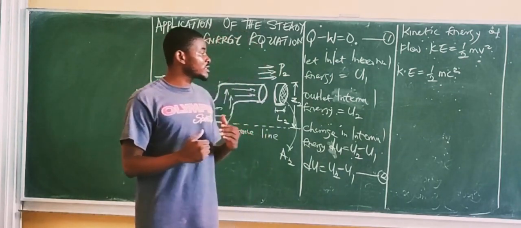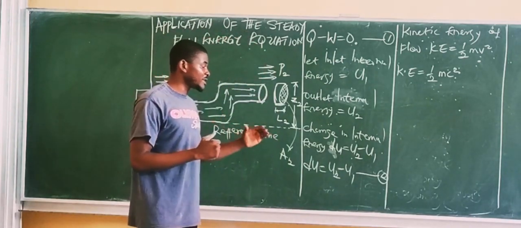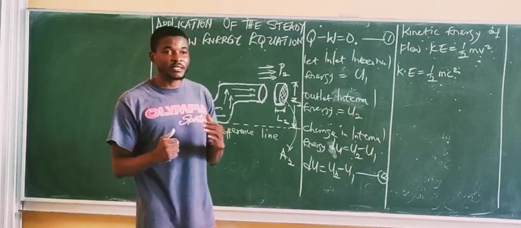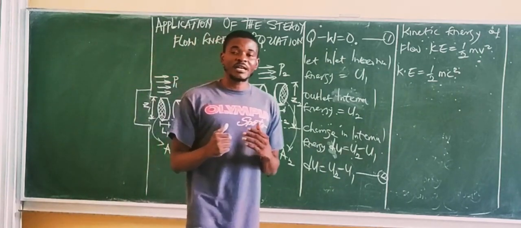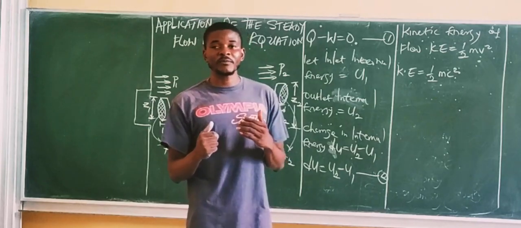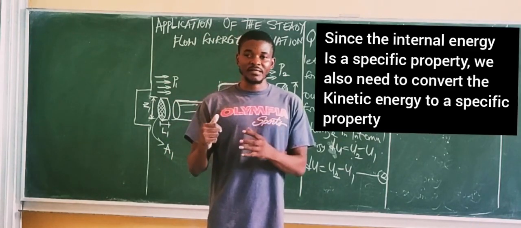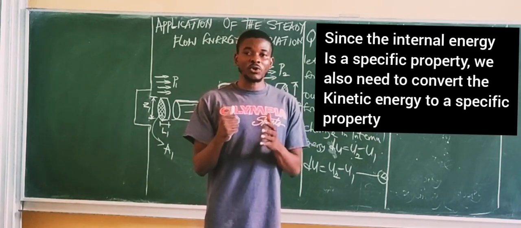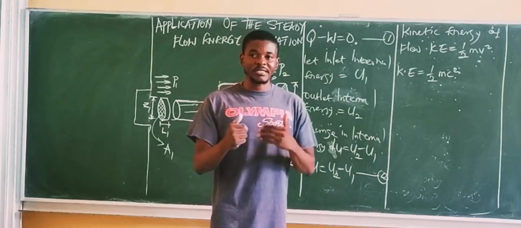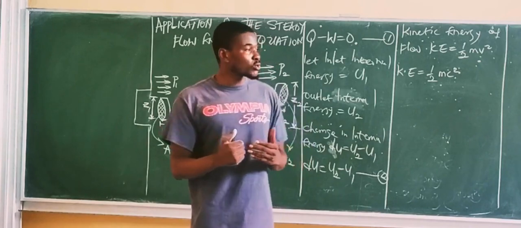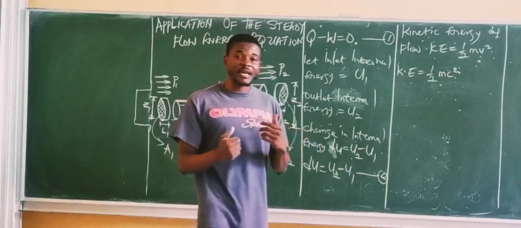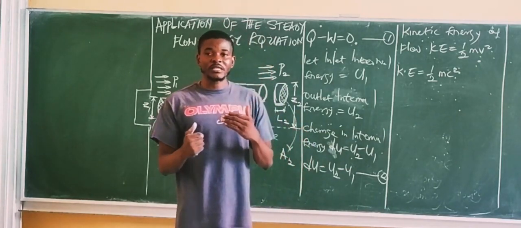Okay, now notice that the internal energy is usually measured in unit mass. That's why it's called a specific property. That's why the unit is always in kilojoules per kilogram, because it's measured per unit mass. So therefore, we also have to measure the kinetic energy with respect to the unit mass.